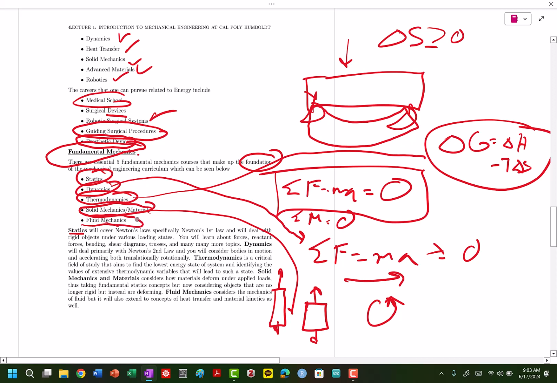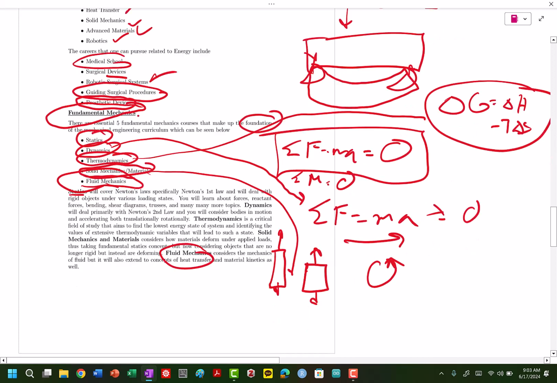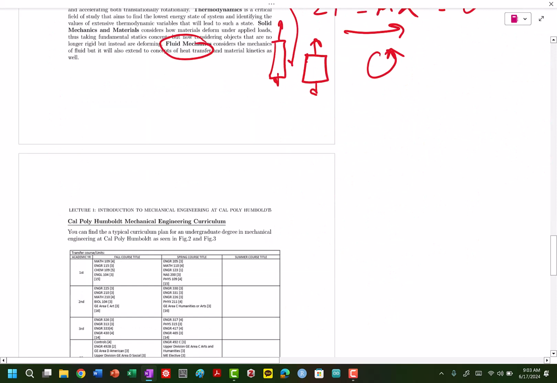And then finally, fluid mechanics. How do fluids essentially respond? We're going to be looking at Reynolds numbers, all these good things. So these are your 5 fundamental courses. Really make sure that you do as best as you can on those courses.